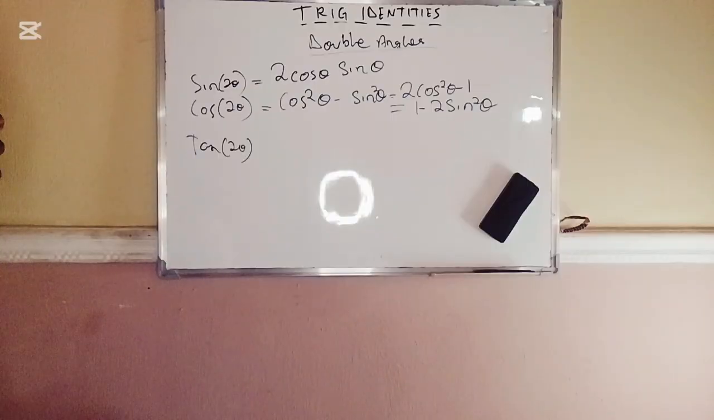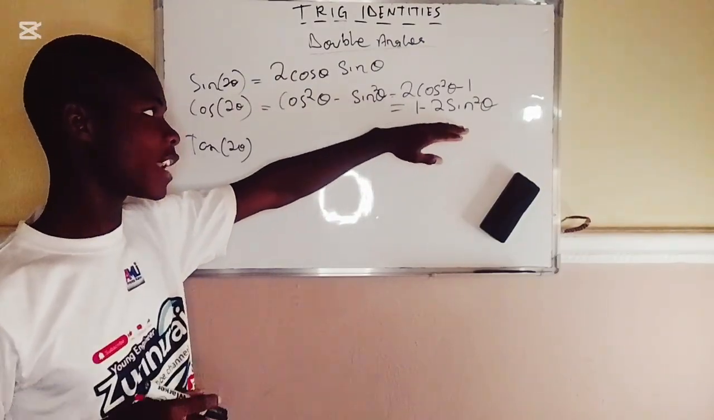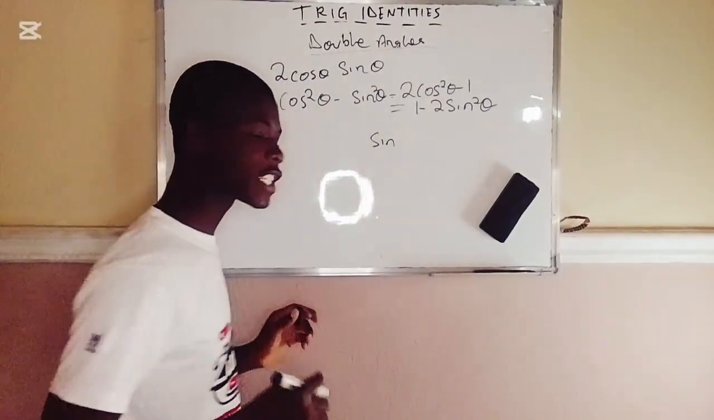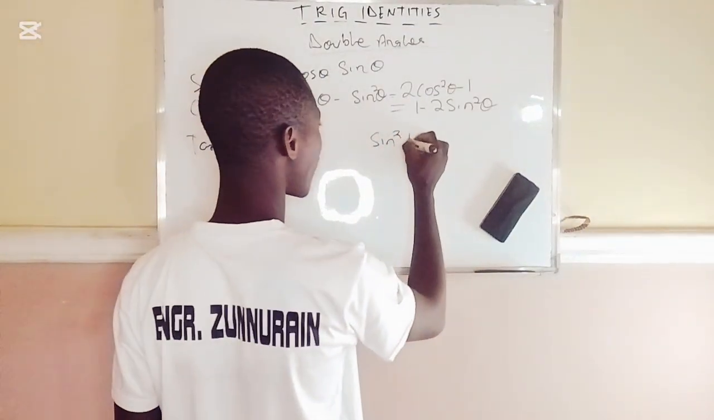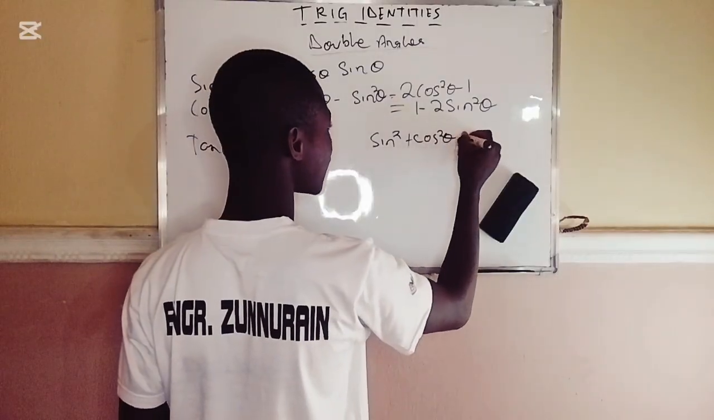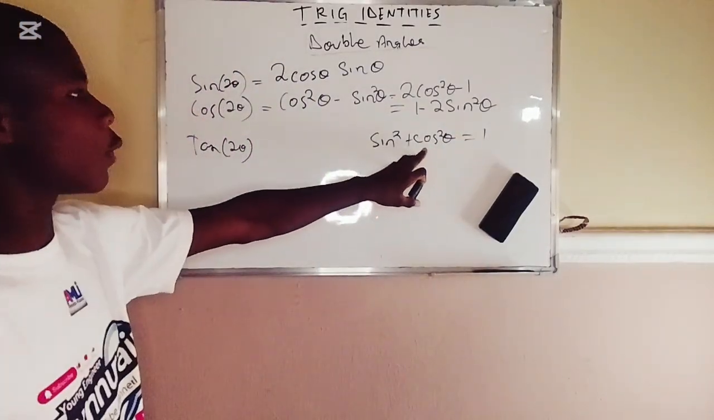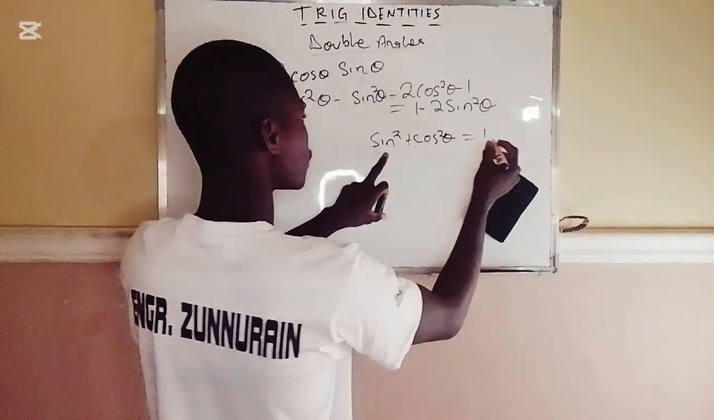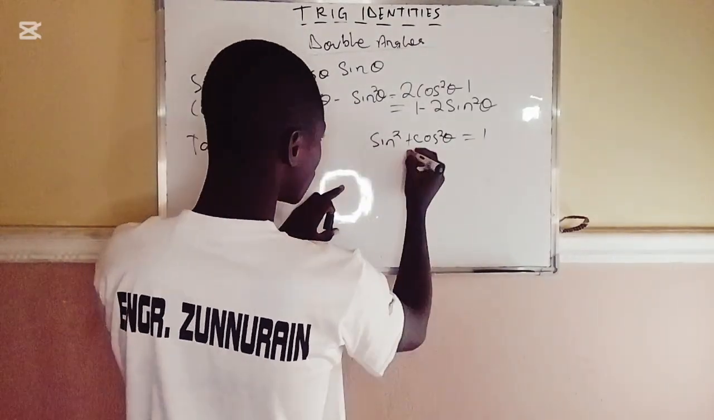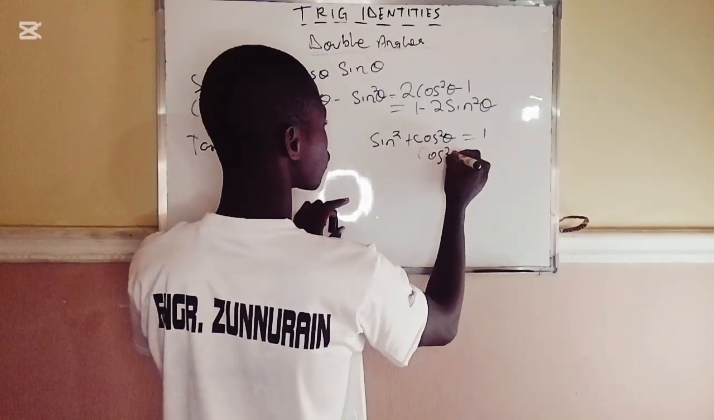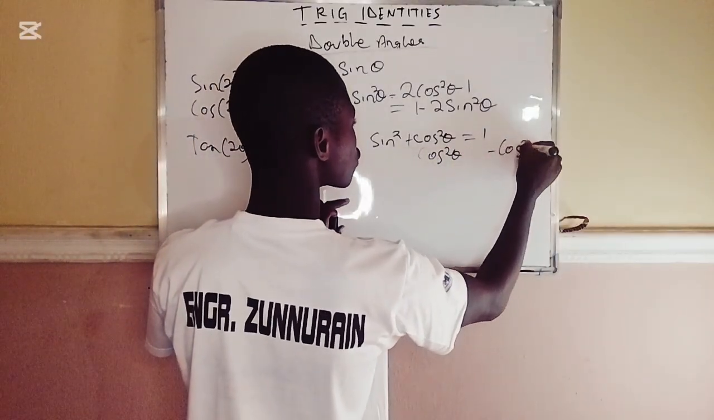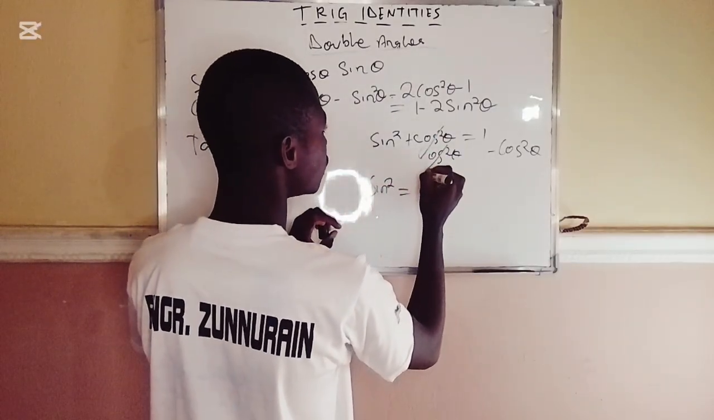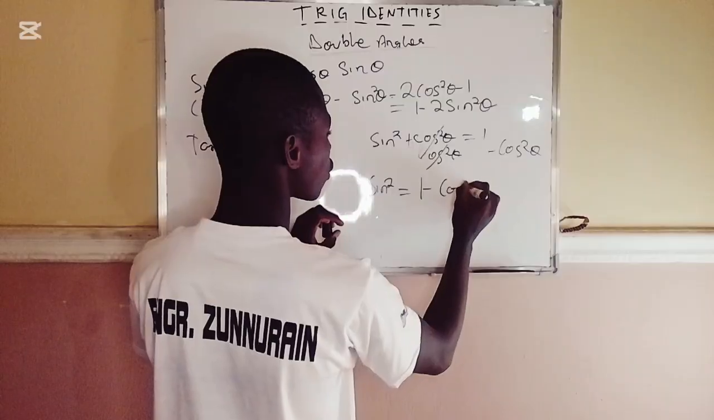So as you can see, if you are going to get back to this 1 minus 2 sine square theta, again we talk about the formula of the Pythagorean identity, which is sine square plus cos square theta, which is equal to 1. If you are looking for the value of sin square, you can subtract cos square theta. Cos square cancels cos square, so therefore sin square theta will be equal to 1 minus cos square theta.